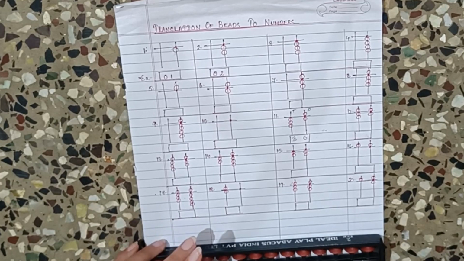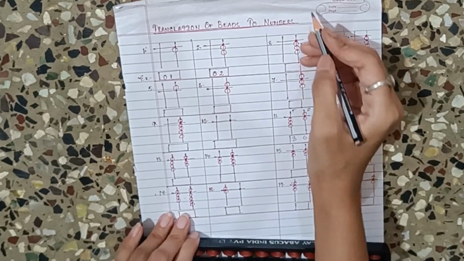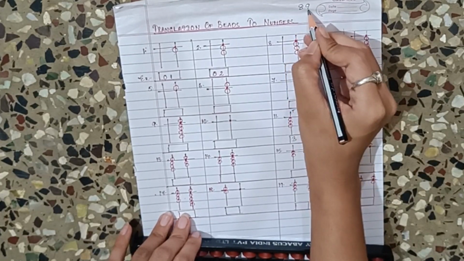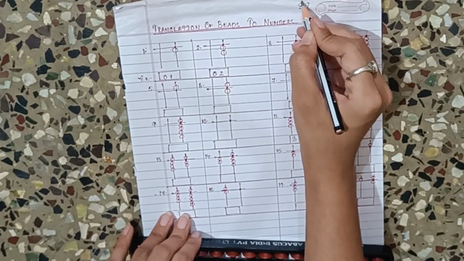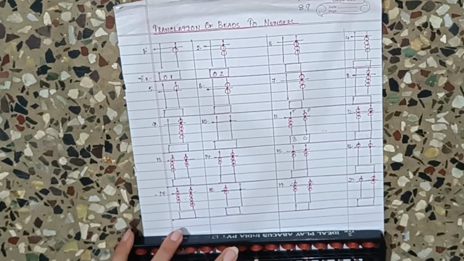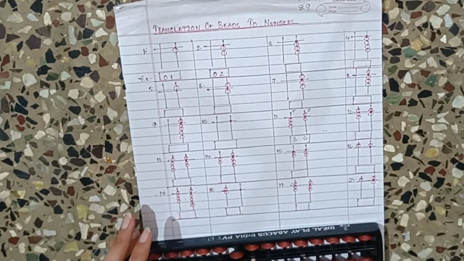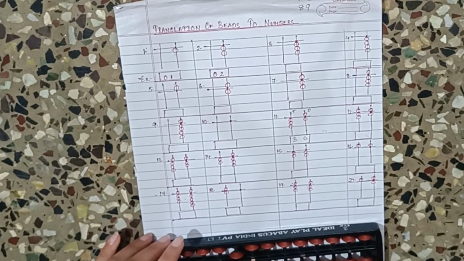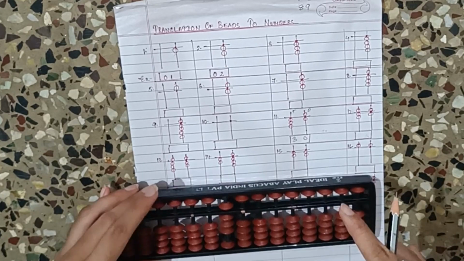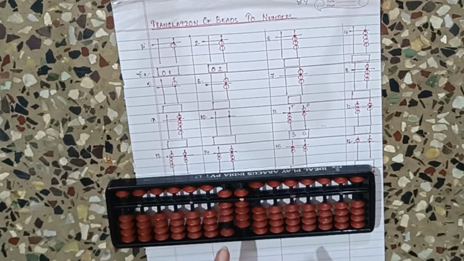How to do 89? 89 means 8 is in your tens place. You need to write it first. 89 means 9 is in your ones place, 8 is in your tens place. So a tens place 8 means this. Use your left hand and bring these two together like this: 5, 6, 7, 8. And ones place 9. Movement is this, movement is this, and you need to do it like this. This is your 89.